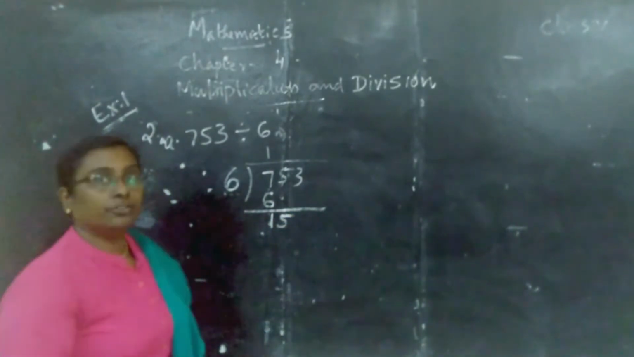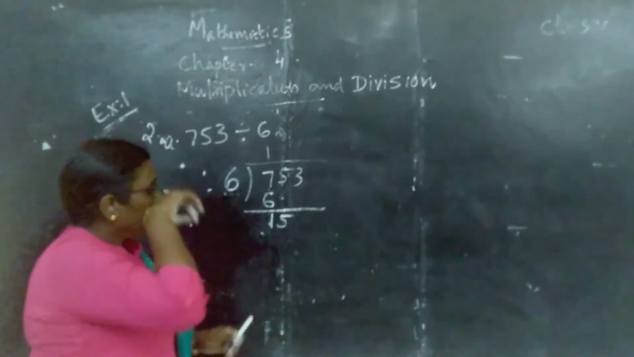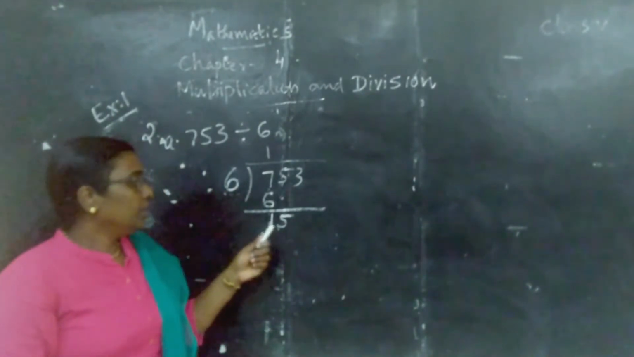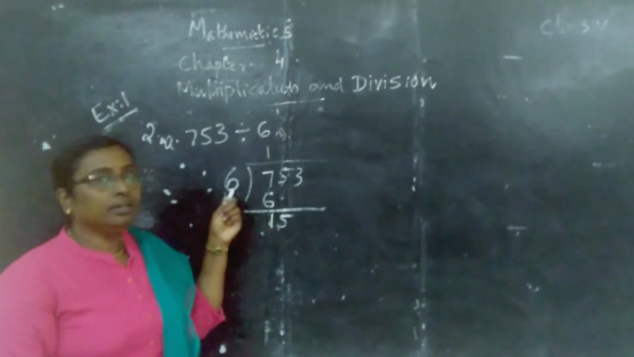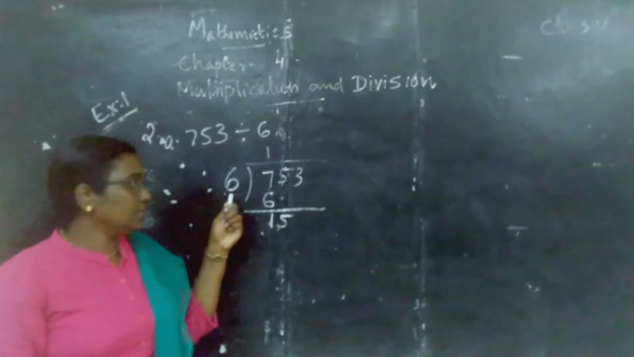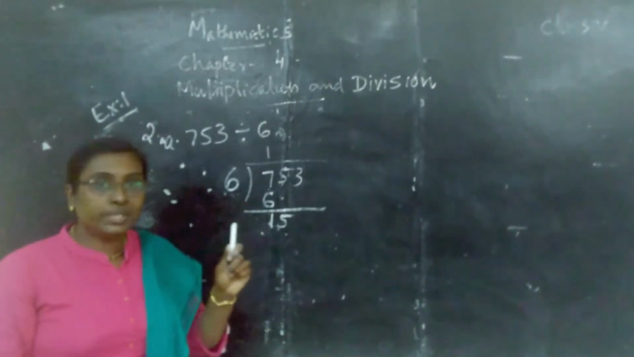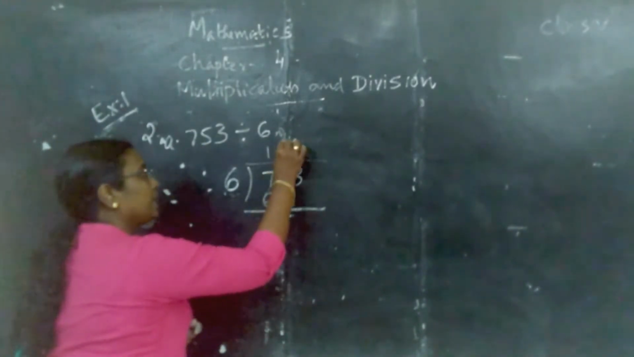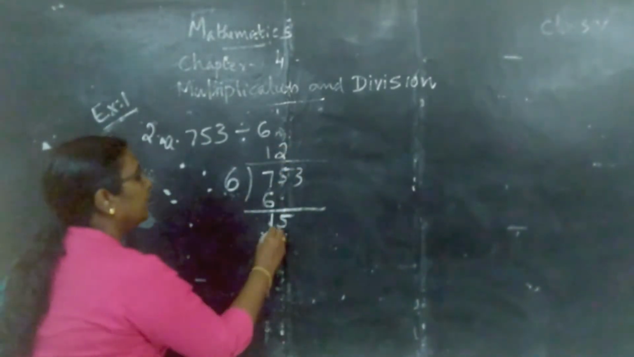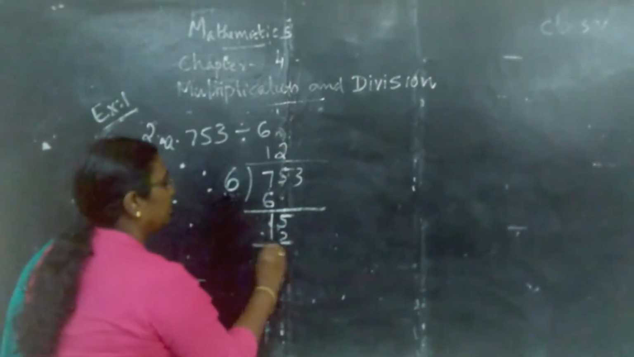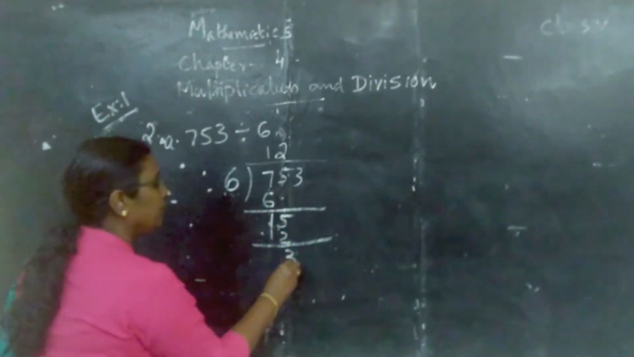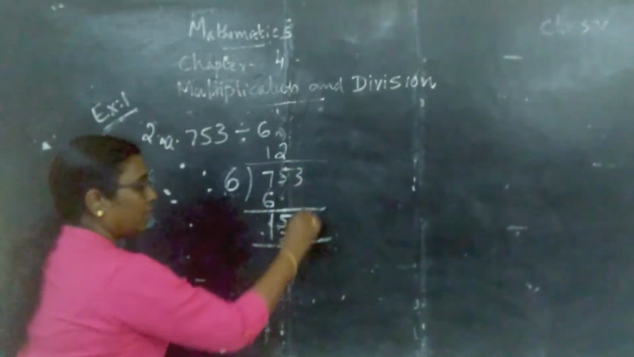Now this becomes 15. The new dividend is 15. So divide 15 by 6. How many times 6 in 15? 2 times. 6 into 2 is 12. So write 2 here in the quotient. Then 12 below 15. Then subtract. 15 minus 12 is 3. Then carry down this 3 here.